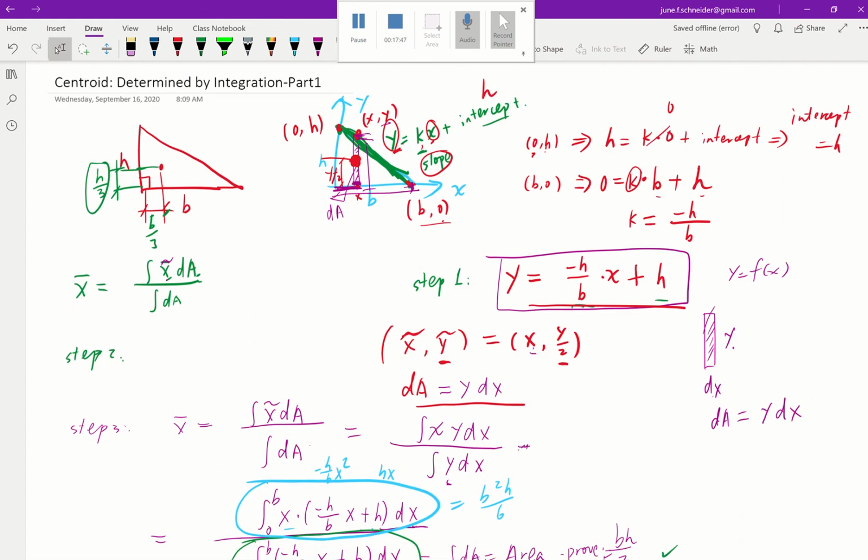From this example, you used the integration method to prove the triangle centroid. It is indeed a third of b and a third of h from the fatter end.